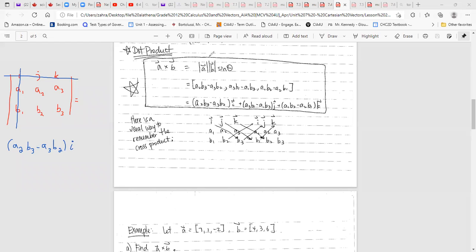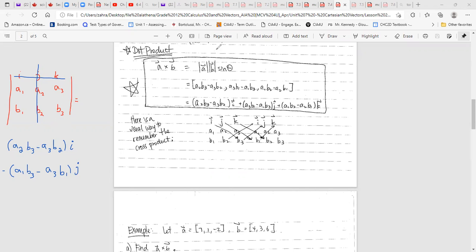Okay. Now, for the j component, you cross out the column belonging to j and the row belonging to j. Now, for the second component, you have a negative in front of that. Again, it's going to be A1 B3 minus A3 B1. So this is the j component.